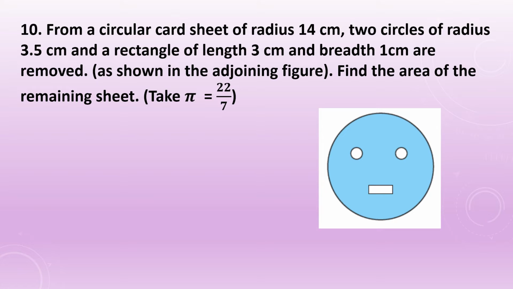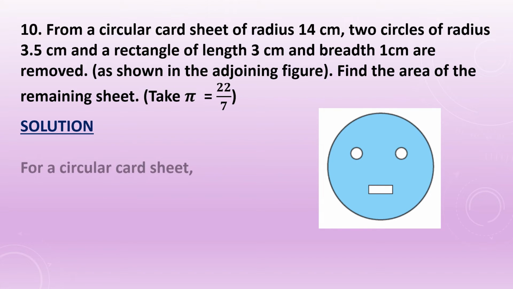This is the bigger circle given with a radius 14 centimeter, which is a circular card sheet. From that, two circles of same radius, that is 3.5 centimeter, are removed, and a rectangle is also removed. We can find area of the remaining sheet. How we can find the area? Yes, first we can find the area of circular card sheet. Then we can find area of two circles and the rectangle. That area you can subtract from the area of the card sheet. Then we will get the area of the remaining sheet.